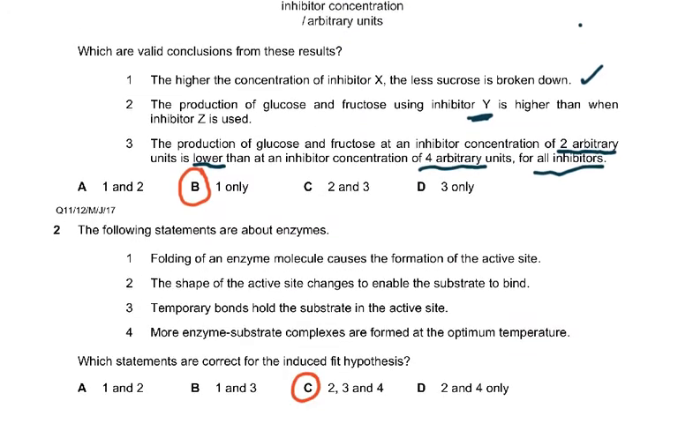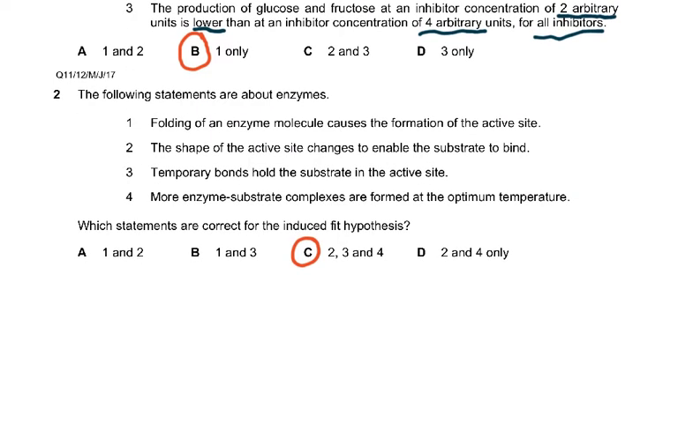Then coming on to question number 2, the following statements are about enzymes. Folding of an enzyme molecule causes the formation of the active site. The shape of the active site changes to enable the substrate to bind. Temporary bonds hold the substrate in the active site. More enzyme substrate complexes are formed at the optimum temperature.